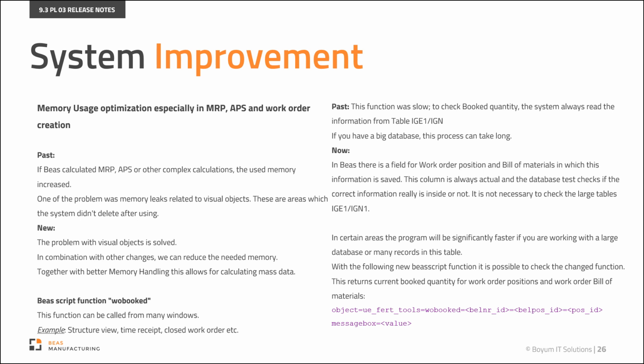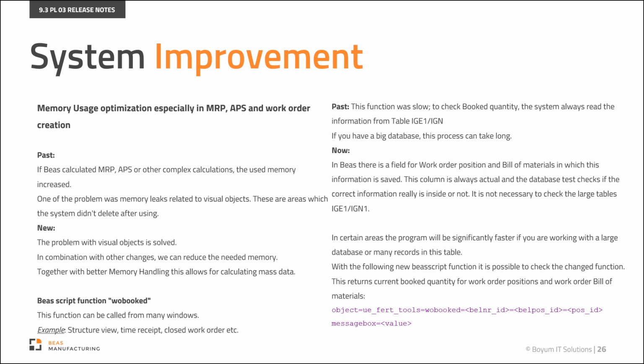The Beas script function, work order booked, can be called from many windows, for example the structure view, time received, closed work orders, and so on. In the past, this function was slow as the system always read the information from table IGE1 or IGN1 to check booked quantity. If you have a large database, this process can take long. But now, in Beas, there is a field for work order position and bill of materials in which this information is saved. This column is always actual and the database task checks if the correct information really is inside or not. It is not necessary to check the large tables IGE1, IGN1.